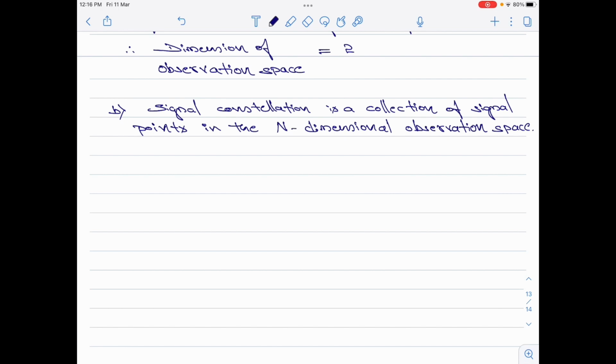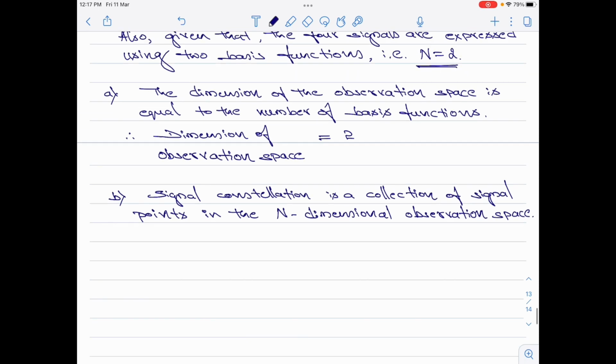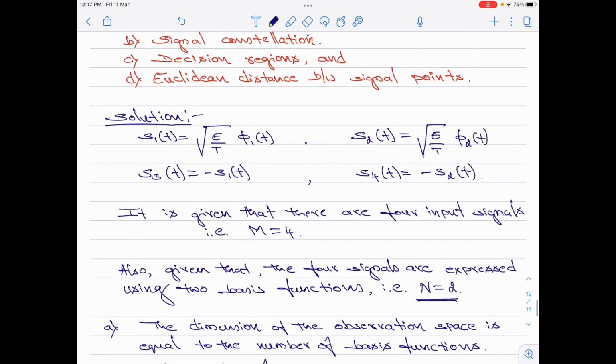For the given numerical, we know that the value of n is equal to 2. Therefore, the dimension of the signal space, as we already have found out in part A of the question, will be equal to 2. Before I start drawing the constellation diagram itself, we must first and foremost note down what are the coordinates of each of the signal vectors in the corresponding observation space. For that, now I will go back and refer to the signals that are given below.